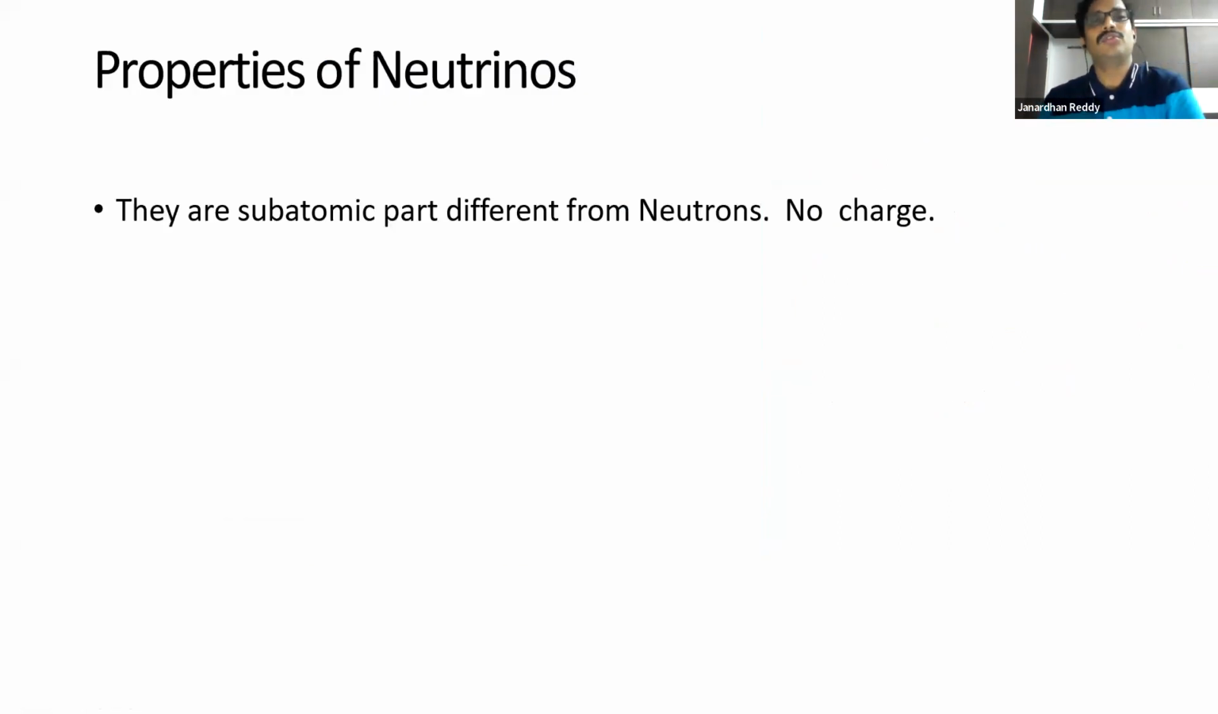So, properties of neutrinos, very quickly. The most important thing is what is the use? Basically, we are studying something, so what is the use? That is the intention which you have to know. So very quickly, this is a repetition. Neutrinos are subatomic particles. They are different from neutrons. Don't confuse them with neutrons. They don't have charge.